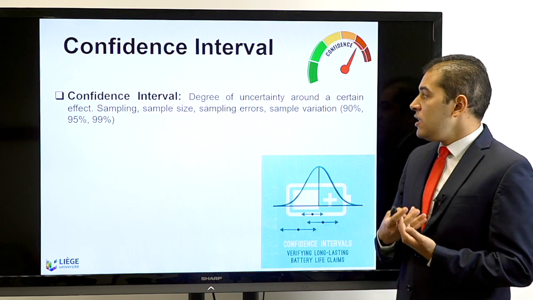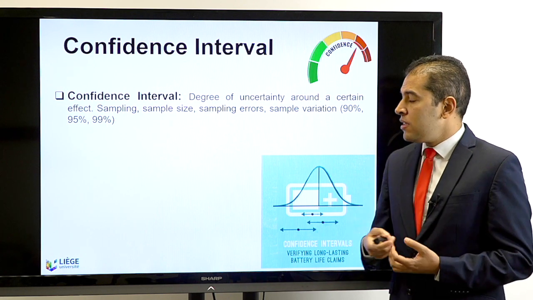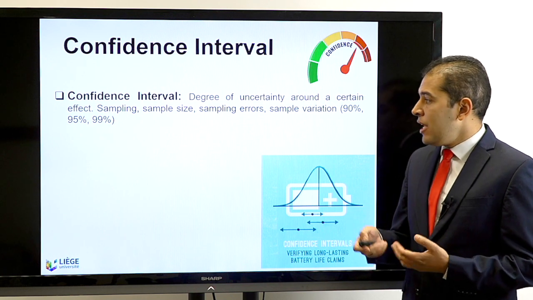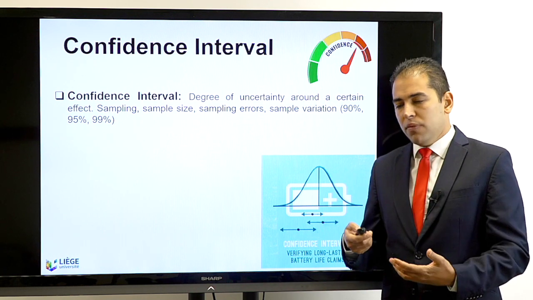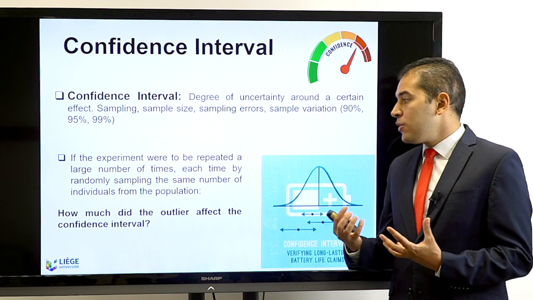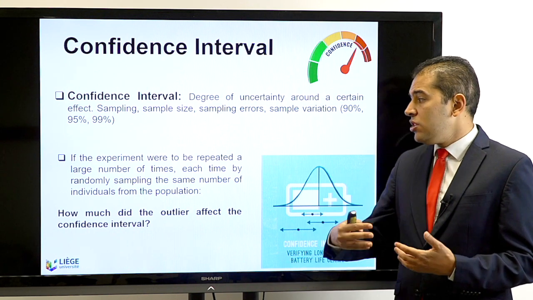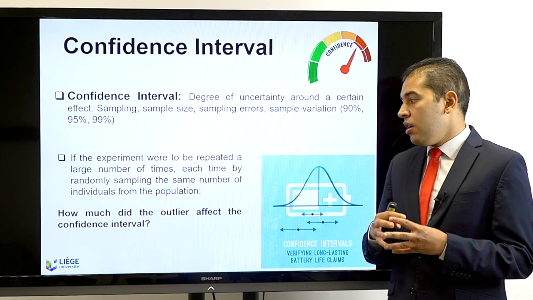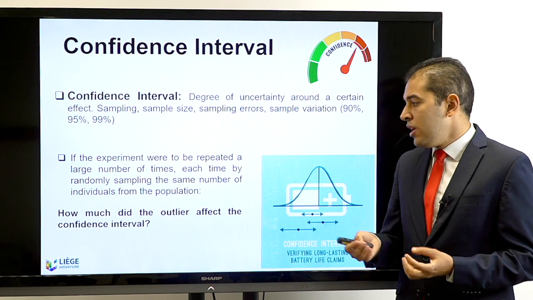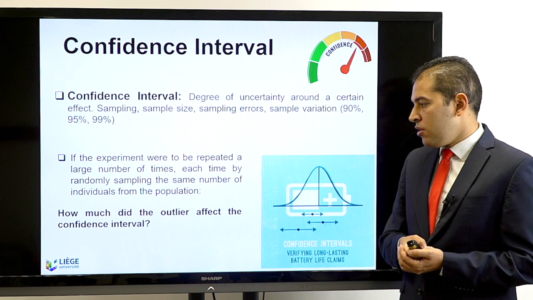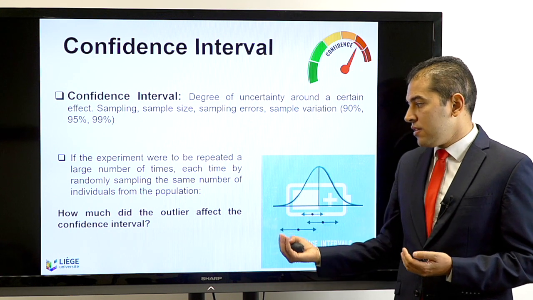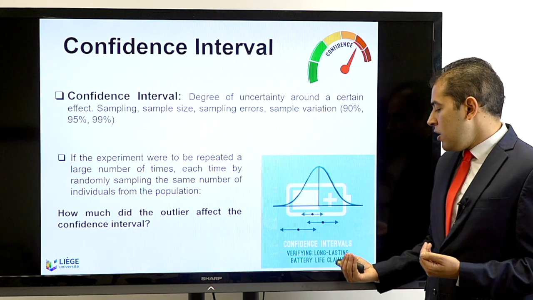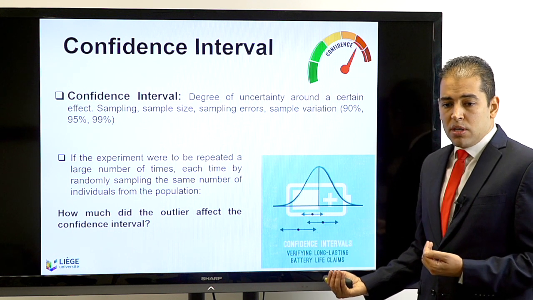It is simply the degree of uncertainty around a certain effect. And in this sense, we are tackling the sample size, the sampling errors, the sample variations, and we can have different levels of confidence in our test. If the experiment were to be repeated a large number of times, each time by randomly sampling the same number of individuals or subjects from the population or from the sample pool, you can define this confidence. So how much did the outlier affect the confidence interval? This will be the answer that will allow us to define the confidence interval for our sample.